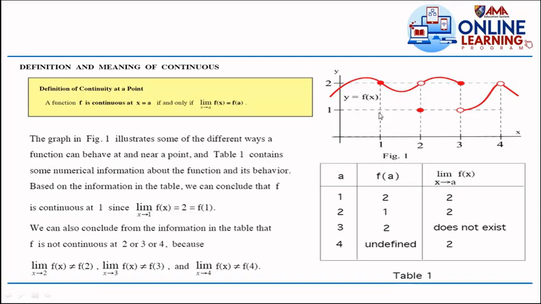Okay? So, by looking at the graph alone, we can say if the function is continuous. Okay? Dapat connected siya. There is no hole. There is no break of the function. Okay? So, next you have your example number 1.